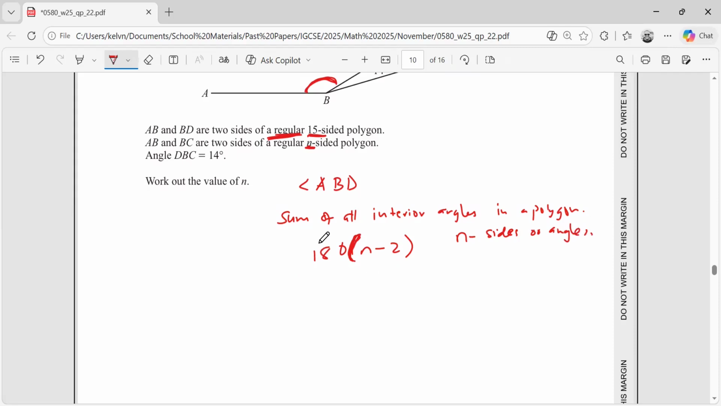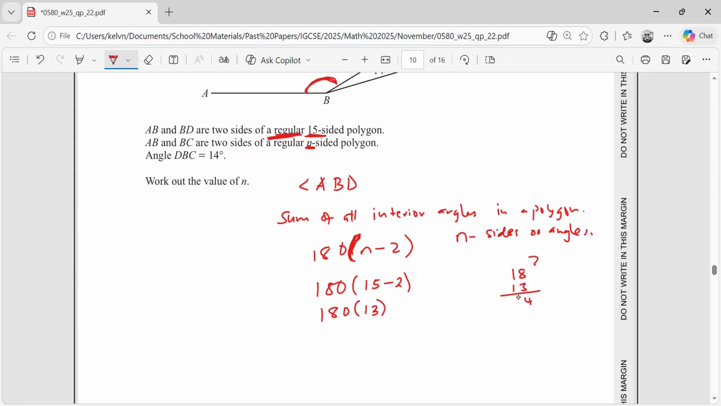Now, if this gives us the sum of all interior angles, and we already have 15 sides, remember we can just put that 15 inside here where we have n, substitute it there. And then this will mean I have 180 times 13. So I can do that on the side very quickly. Remember, this is a non-calculator paper.